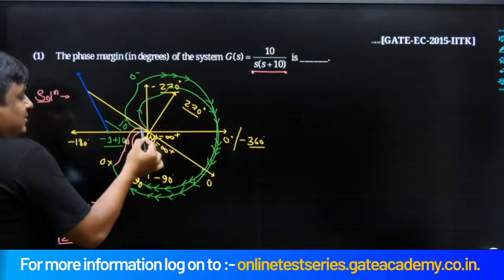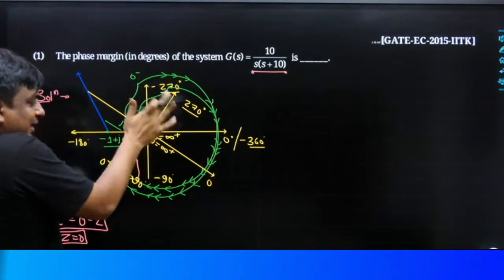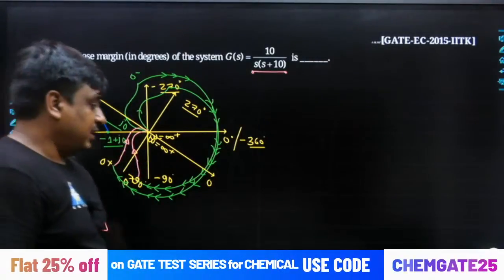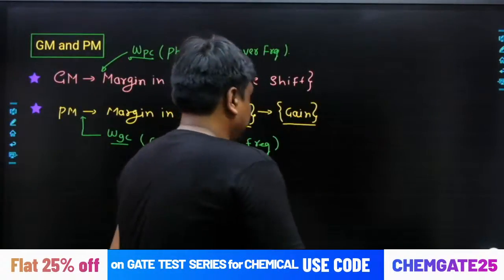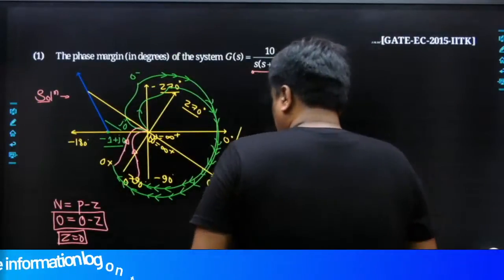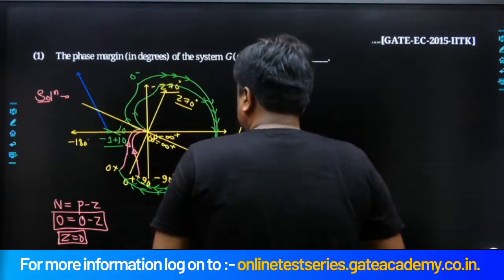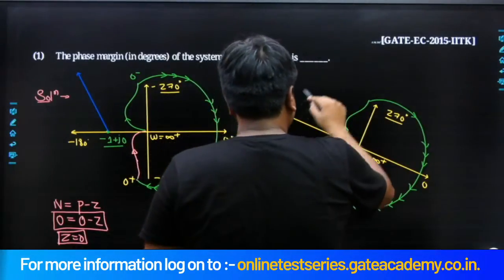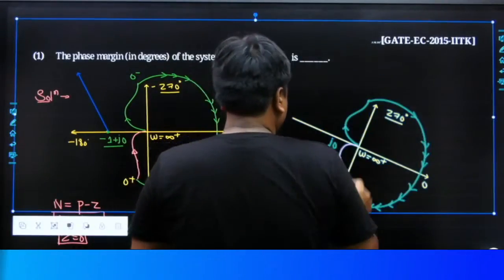Still, the system is a stable system, because although the lag has been added into the system, minus 1 plus J0 has not been encircled. What we could have done over here, just a minute, is that we could have taken more phase shift.